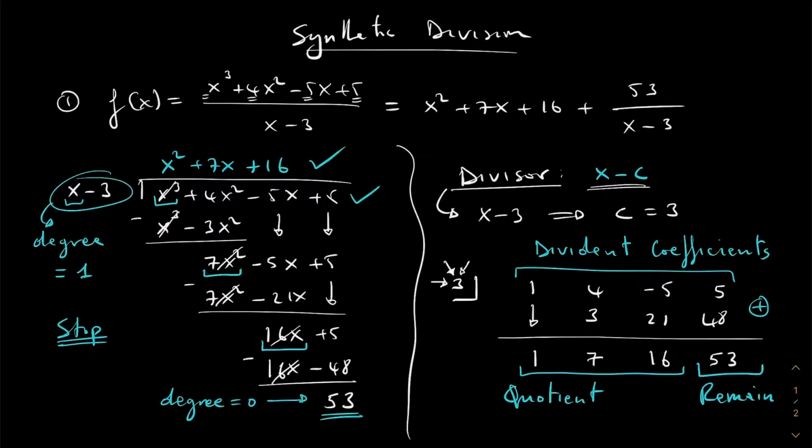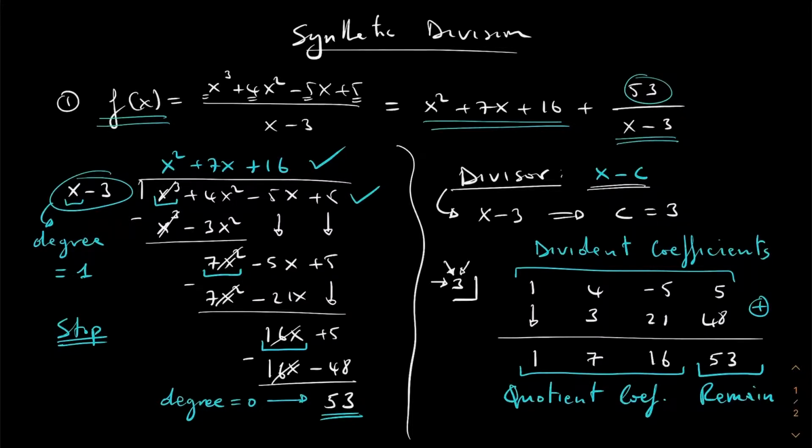Since you have 3 coefficients for the quotient, that's going to be a polynomial that has 3 terms, also known as a quadratic function. And so you're going to have f of x equals x squared plus 7x plus 16 plus 53, which is the remainder, divided by x minus 3. And that will be it.